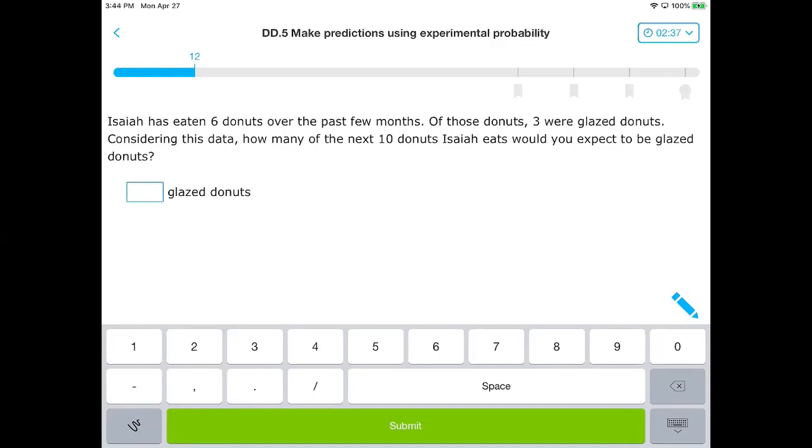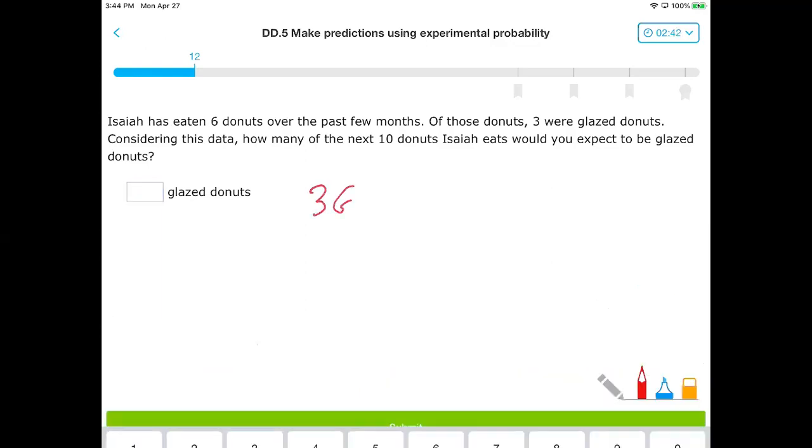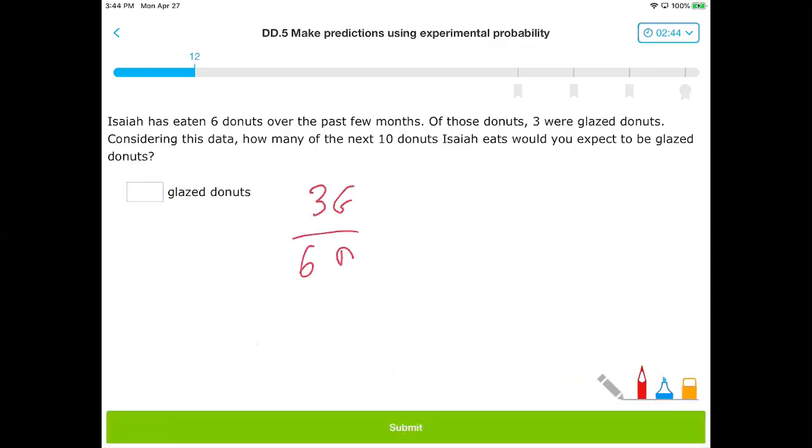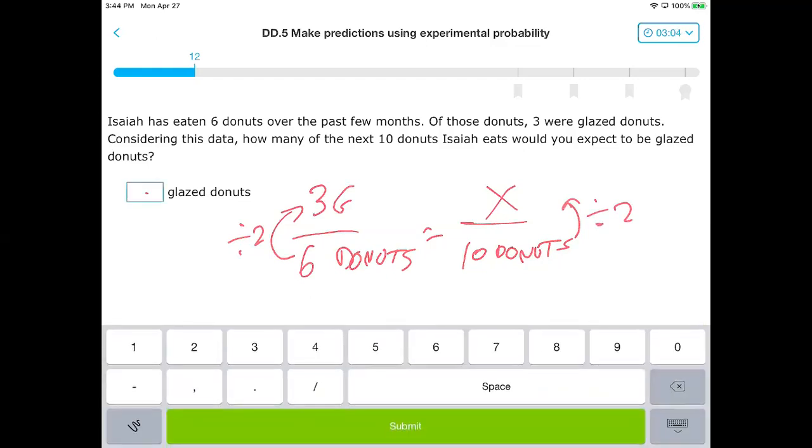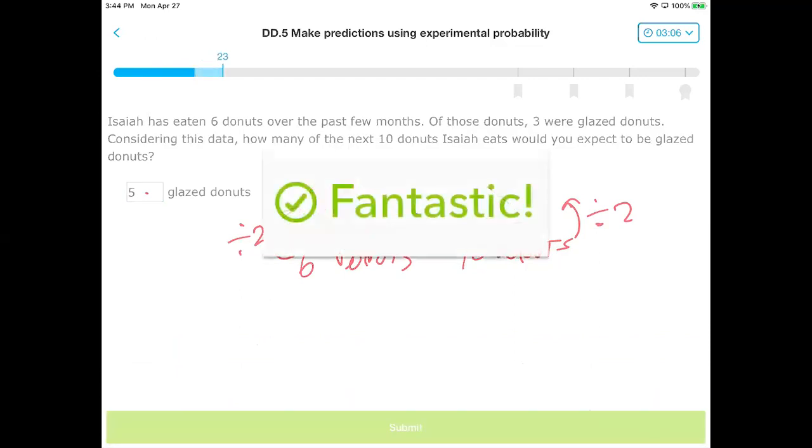So set up a proportion. 3 glazed out of 6 total donuts. So if he had 10 donuts, how many of them would be glazed? You can see that 3 is half of 6. So we take half of 10, and that's going to be our answer. Answer would be 5. Submit it.